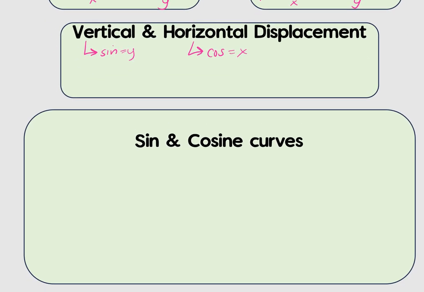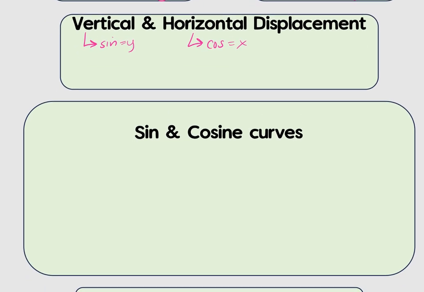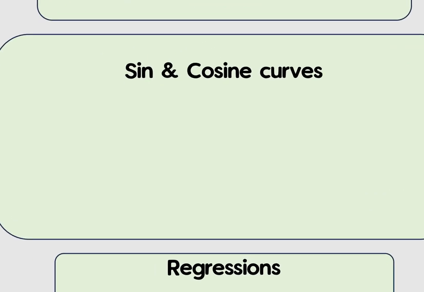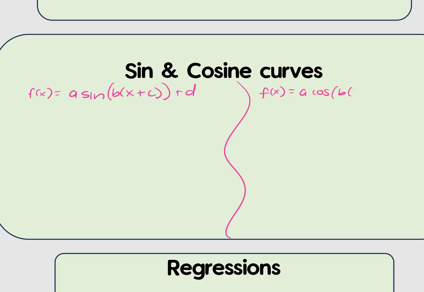All right, then we went into sine and cosine curves. Not only do we have to understand the graphs of these, but this is where your guaranteed FRQ came from, right? Your sinusoidal stuff. So in your sine and cosine curves, let's say we've got f of x equals a sine b x plus c, plus d. Or f of x equals a cosine b x plus c, plus d.